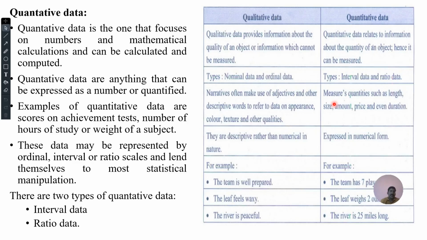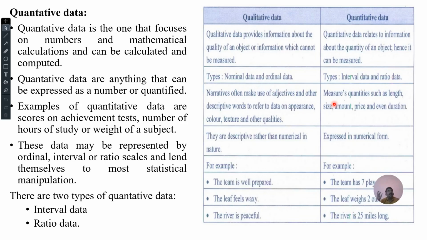Quantitative data. What is quantitative? I already told you that qualitative data we can't measure, but quantitative data we can measure. We can compute, we can apply any mathematical algorithm, and calculation is also possible. Quantitative data is anything that can be expressed as a number or quantified. Here we can calculate that a basket contains 10 apples. Now we can count, but we can't measure the apple taste.